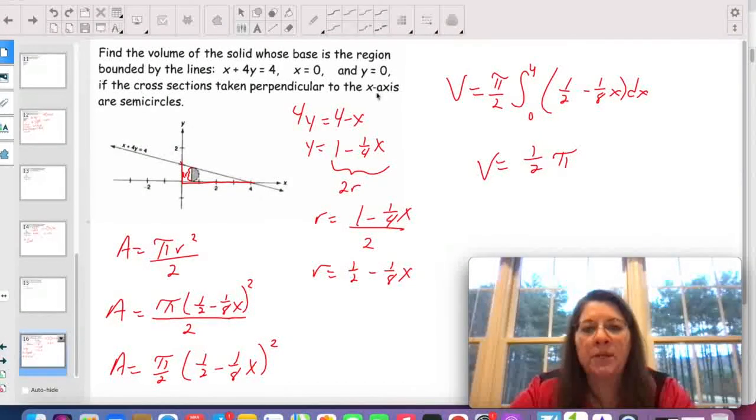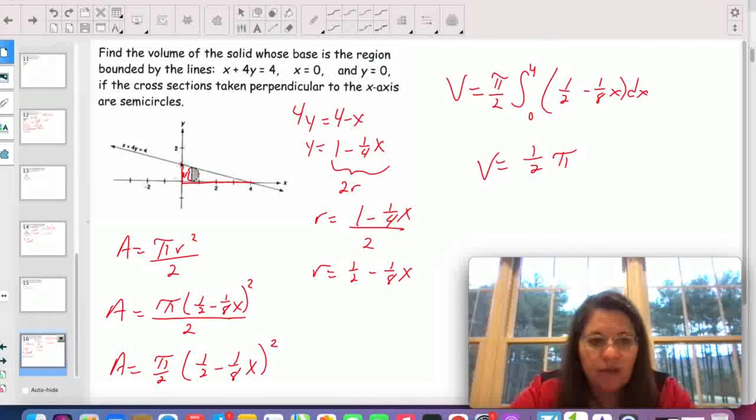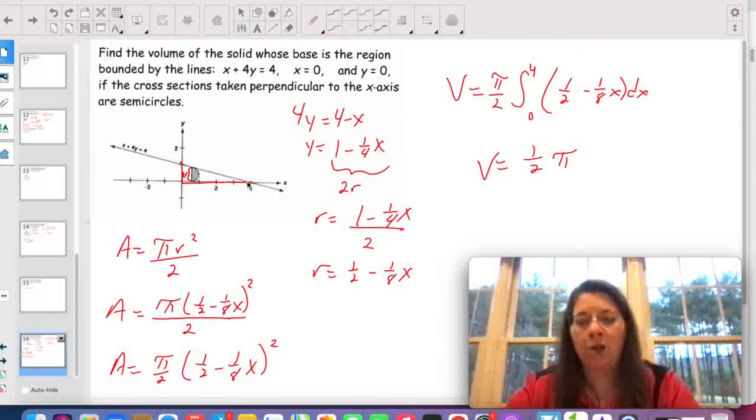This says it's perpendicular to the x-axis. The x boundary goes from 0 to 4. If we're talking about the region bounded by this graph, x equals 0 and y equals 0. So this is the region bounded. I've got lines drawn here so you see exactly what we're talking about. And when I integrate this on my calculator, I end up getting pi over 2, or 1/2 pi.